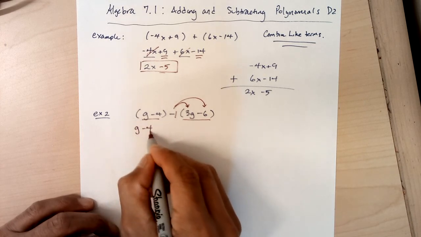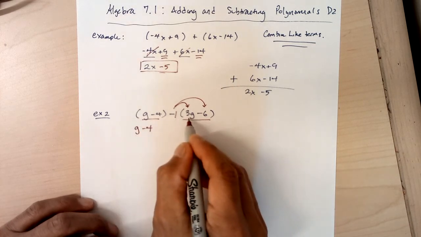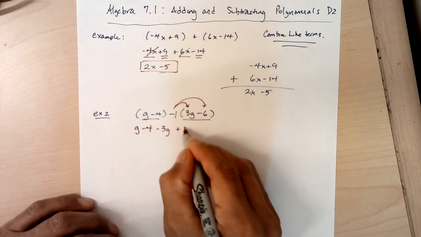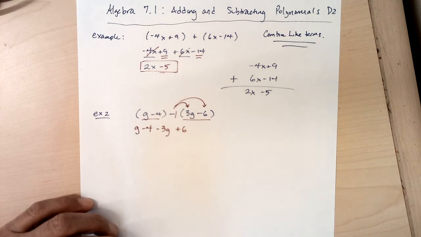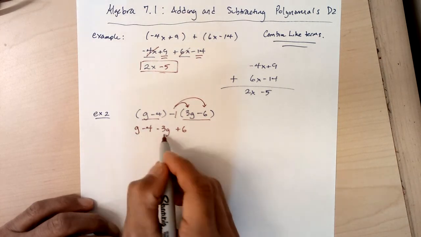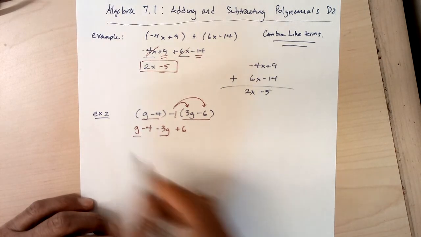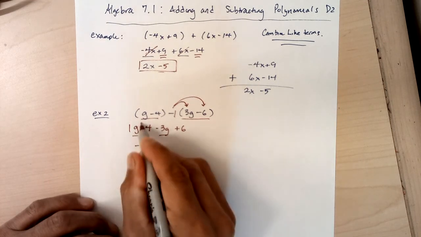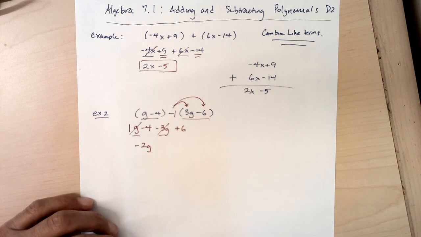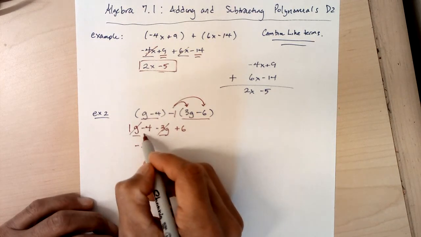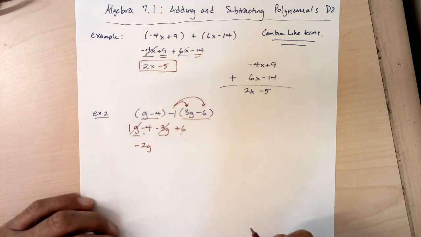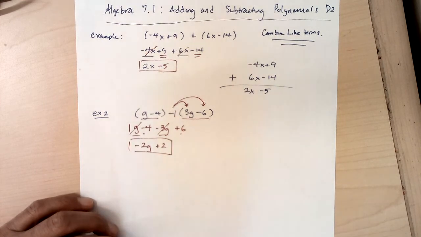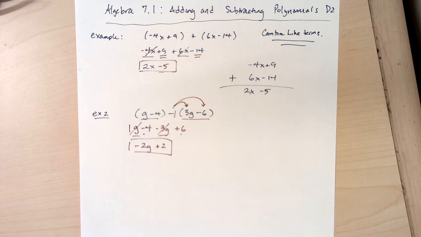g minus 4, and then negative 1 times 3g is negative 3g. Negative 1 times negative 6 is positive 6. And then we can combine like terms. g minus 3g. These are like terms. This is 1g. So 1g minus 3g is negative 2g. Like on the last example, I'm going to cross those out since I've used those. And then negative 4 plus 6. Those are like terms. Negative 4 plus 6 is positive 2. This is already in standard form, so we're in good shape here.